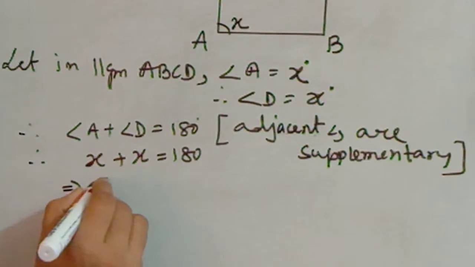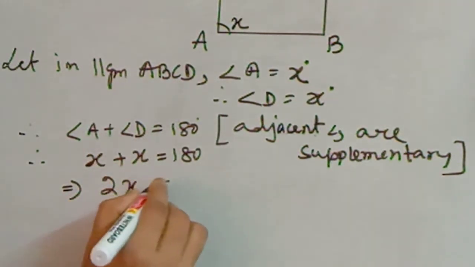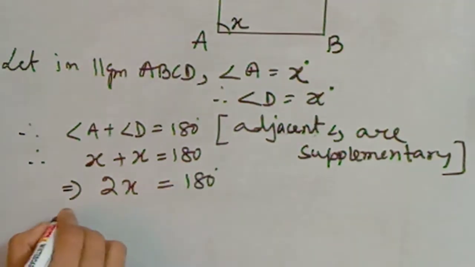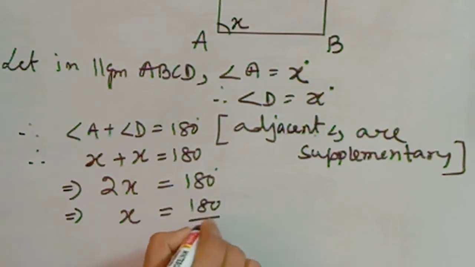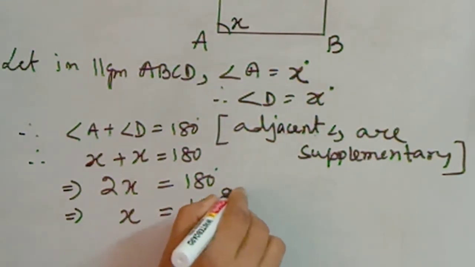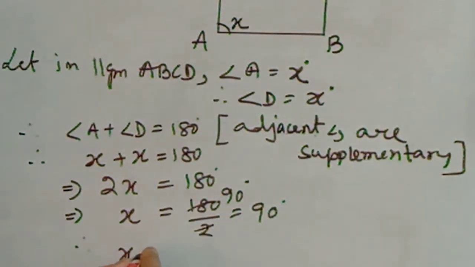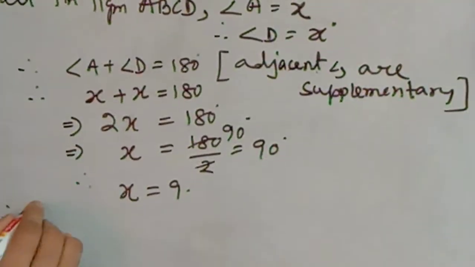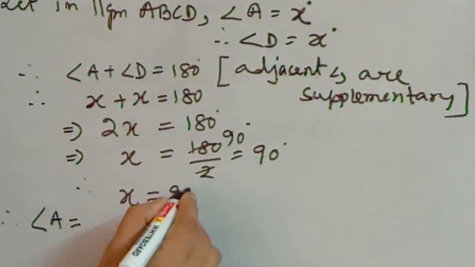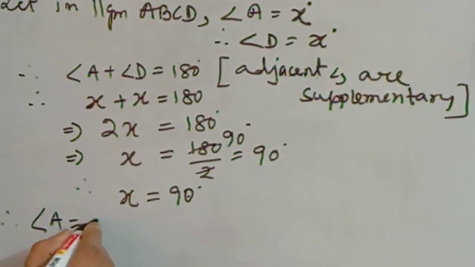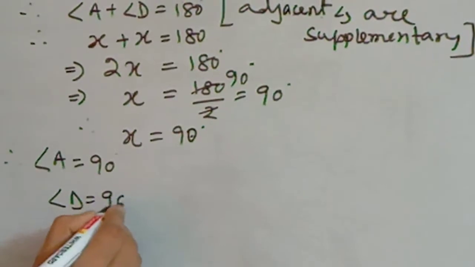Therefore, x plus x, 2x, 2x is equal to 180 degrees. To find the value of the variable x, 180 by 2, that is 90 degrees. Therefore, the measure of angle x is equal to 90 degrees. Therefore, angle A is equal to 90 degrees. Angle D is equal to 90 degrees.